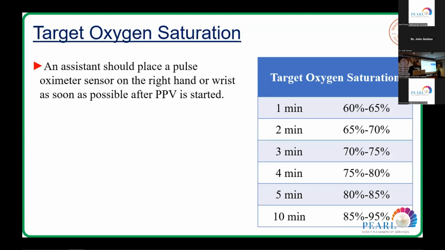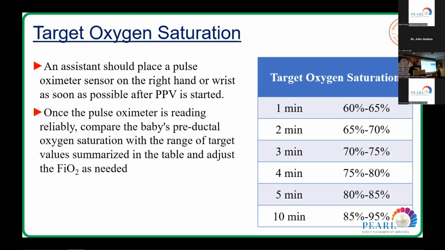An assistant should place the pulse oximeter sensor on the right hand or wrist as soon as possible after PPV is started. Wait for reliable SpO2 monitoring once the pulse oximeter is reading reliably. Compare the baby's preductal oxygen saturation to the target range summarized in the table. As you see, at 10 minutes, we are still not reaching 100%.